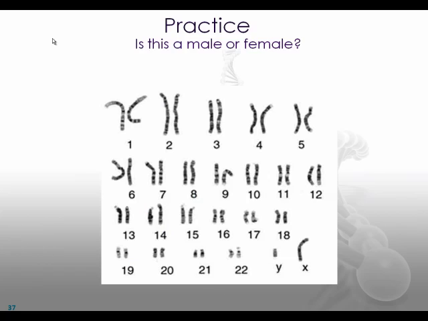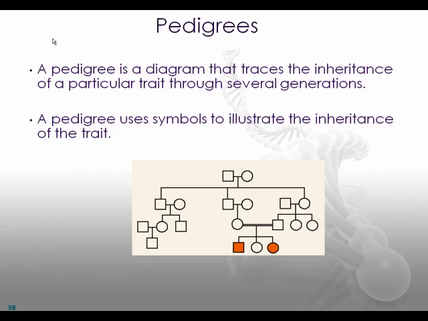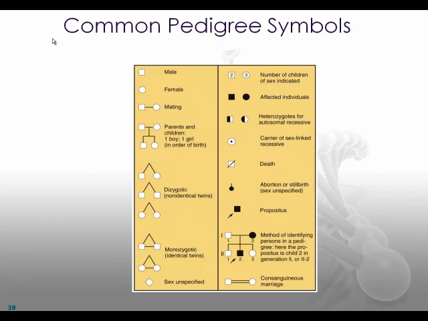Let's take a moment to look at this karyotype. Can you determine whether or not it's a male or a female? It is a male because of the X and Y chromosome. A pedigree is a diagram that traces the inheritance of a particular trait through several generations. A pedigree uses symbols to illustrate the inheritance of a trait. Here you will find some of your common pedigree symbols.